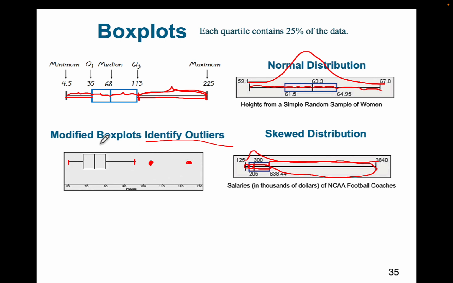This particular set of data, on pulse rates, has 2 high outliers. There could also be 1 down here as a low. There could be 2 down here as a low. There could be a 3rd up here as high. But those outliers would be represented by dots if we are constructing what's called a modified box plot.